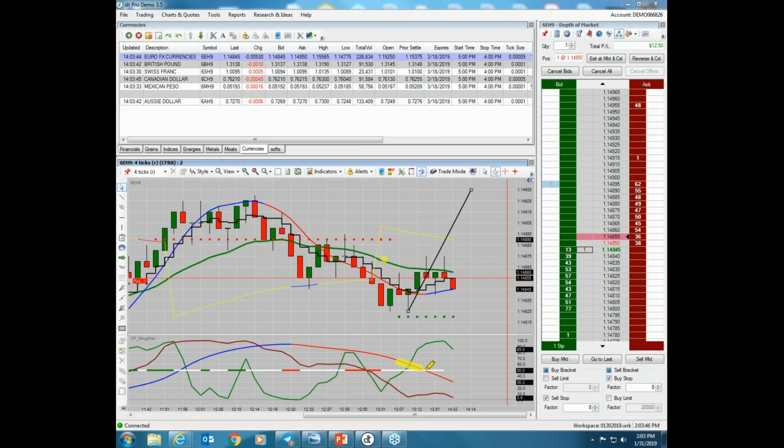Do we have a red cycle? That's good for the home team, and the green line's pulling away. So we have separation, right?